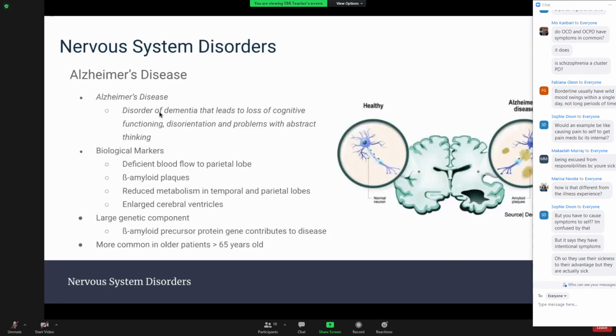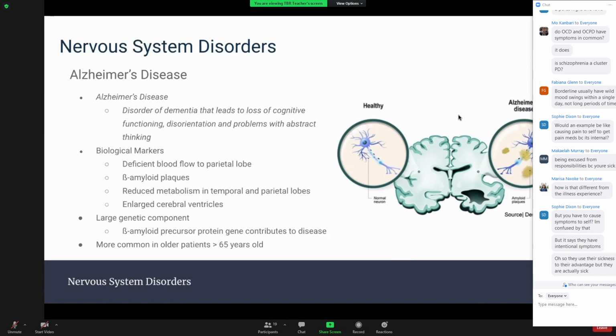The last two things we're going to talk about before we're done are now in the nervous system disorders category. So we're no longer talking about psychological disorders. We're talking about nervous system ones. The first one is Alzheimer's disease, and this is one of two diseases you need to know for the MCAT. In fact, you don't really need to know a lot of diseases for the MCAT, but Alzheimer's is definitely one of them.